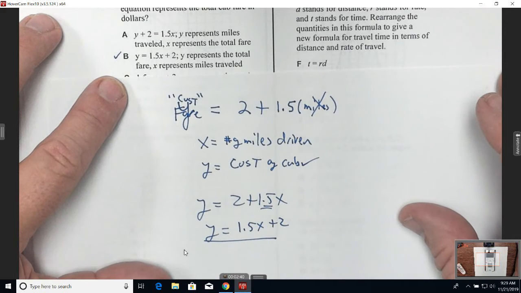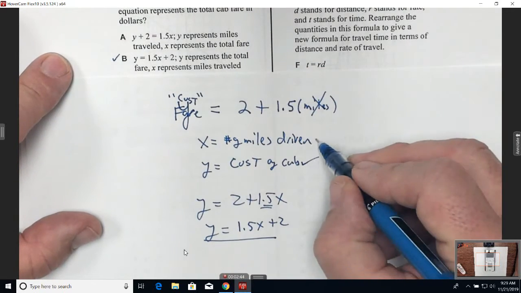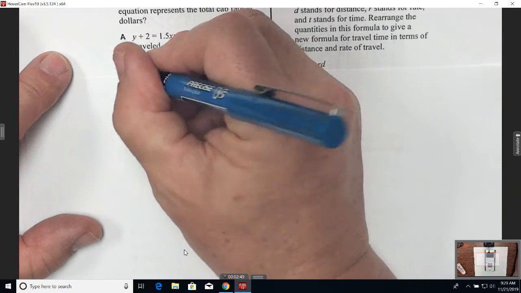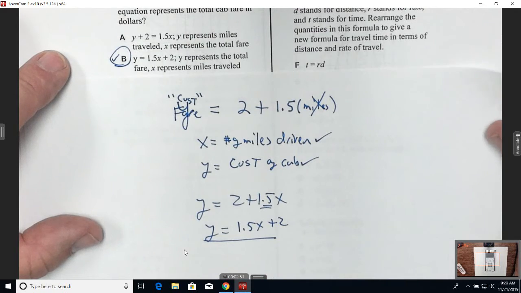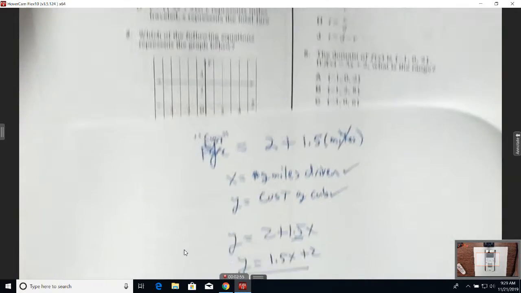So yes, that's what Y represents. And X represents the miles that's traveled. Yes. The miles driven, miles traveled, same thing. So my correct answer there should be B as in boy. Any questions about 1? All right, let's look at question 2 then.